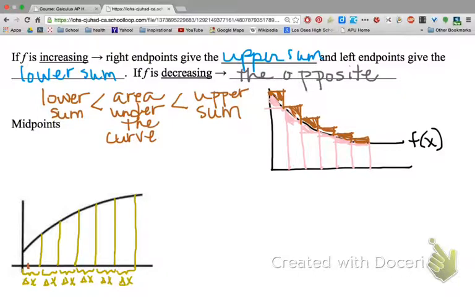We're going to call it M1, and the midpoint in this one would be here. We'll call it M2, and the midpoint in here would be M3. And the midpoint in here would be M4, and you get the idea. And so now I'm going to draw up from that midpoint, and I'm going to call that the height of my rectangle.